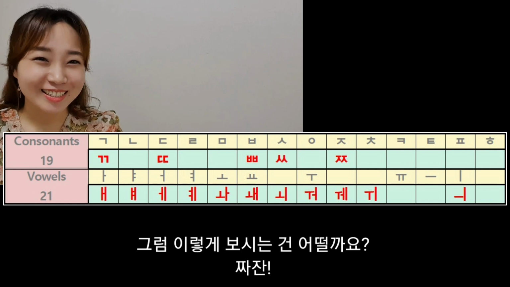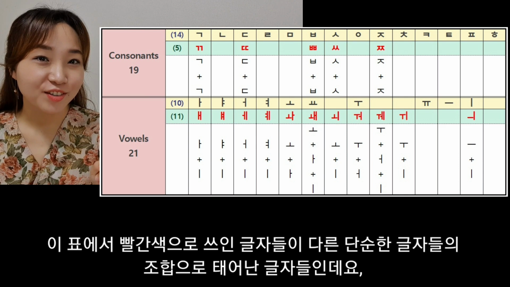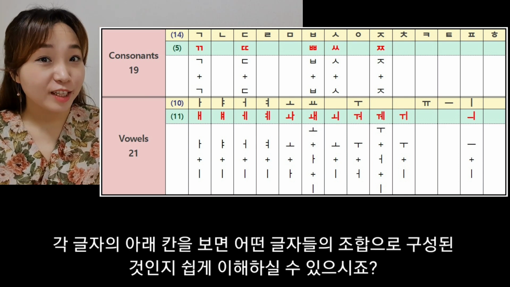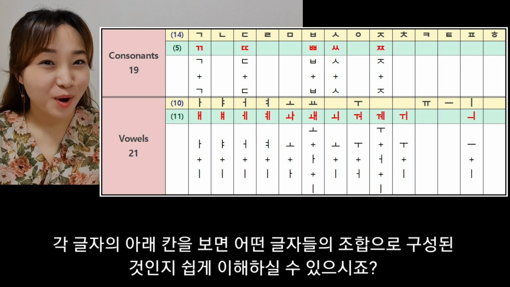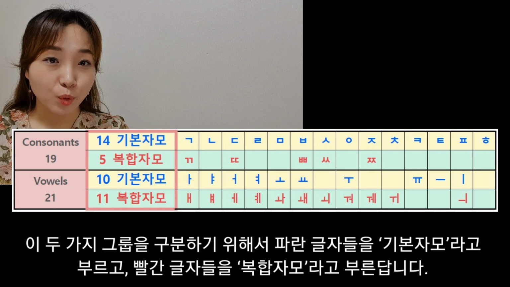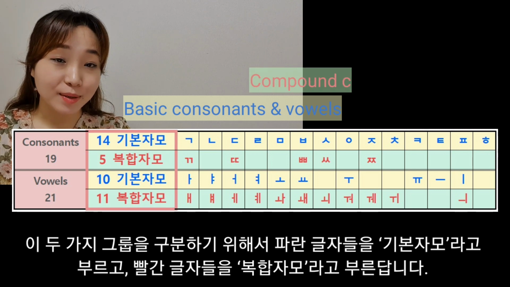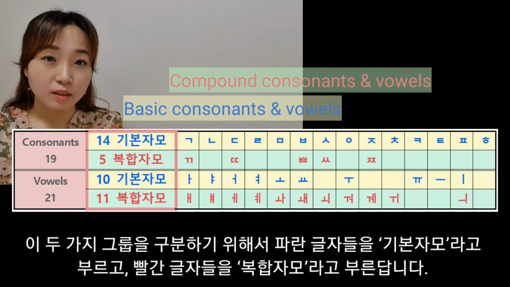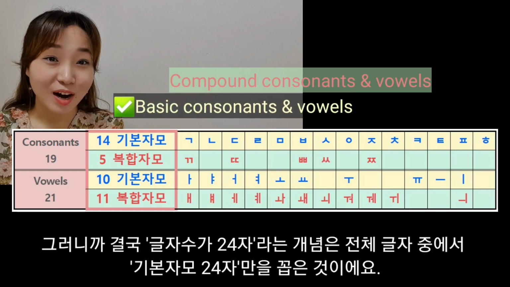So how about looking at this? Ta-da! In this table, the letters in red are a combination of other simple letters. And if you look at the lower section of each letter, you can easily understand how they are made up of, right? To distinguish the two groups, blue letters are called 기본 자모, meaning the basic consonants and vowels, and red letters are called 복합 자모, which is compound consonants and vowels. So after all, the concept of 24 letters is based on the basic consonants and vowels.